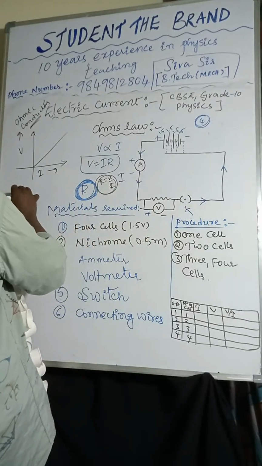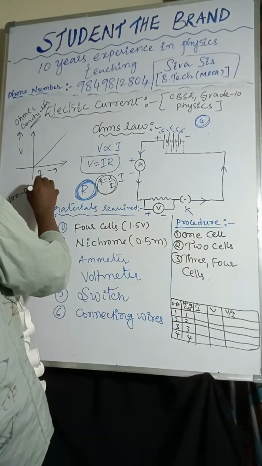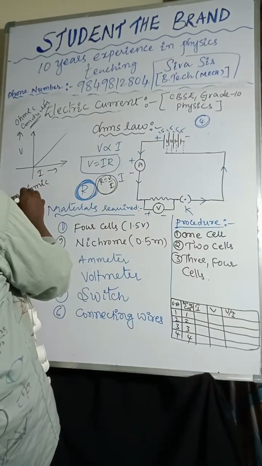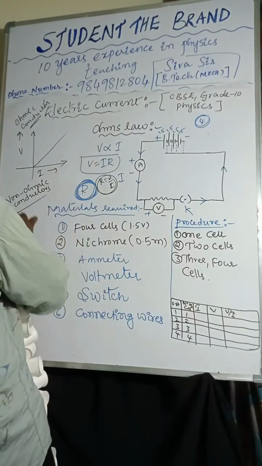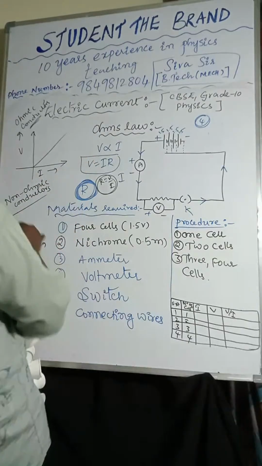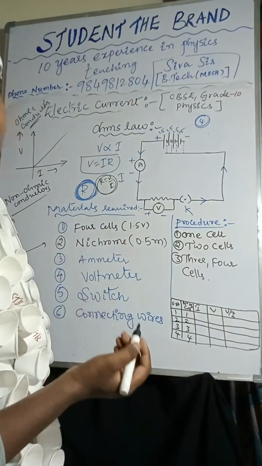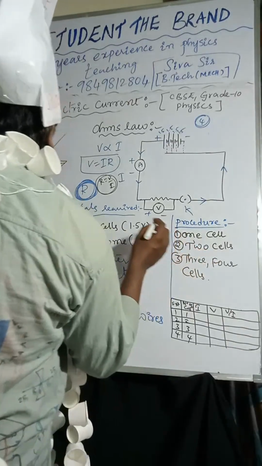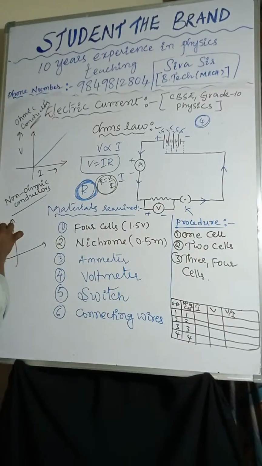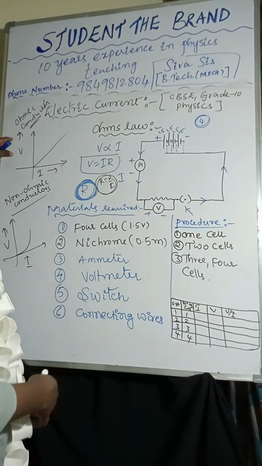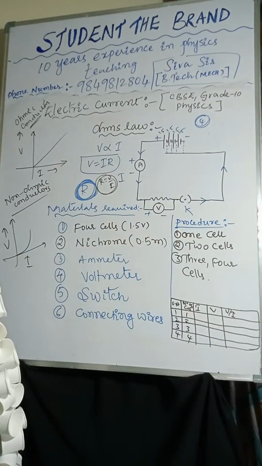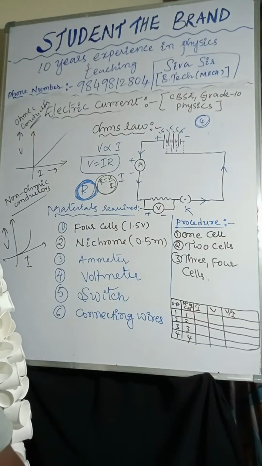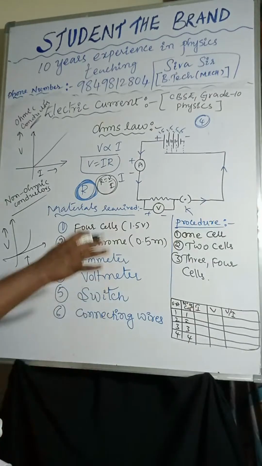Coming to the non-ohmic conductors, non-ohmic conductors are the substances which do not obey Ohm's law. The non-ohmic conductor graph is curve, not linear. So ohmic conductors are the substances which obey Ohm's law, and non-ohmic conductors are the substances which do not obey Ohm's law. So this is about Ohm's law.